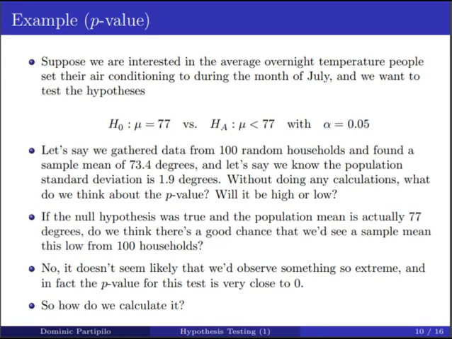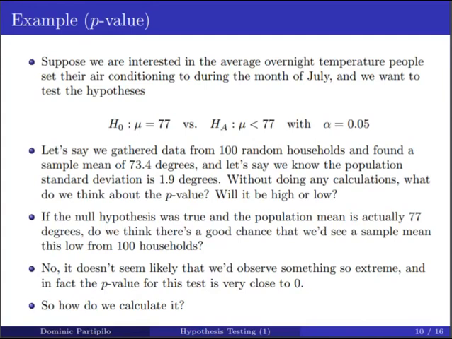Now, let's say we gather data from 100 random households and find that the sample mean of overnight temperatures is 73.4 degrees. And let's say, for example, that we know the population standard deviation is 1.9 degrees, just to make this simple. Without doing any calculations, what do we think about the p-value?